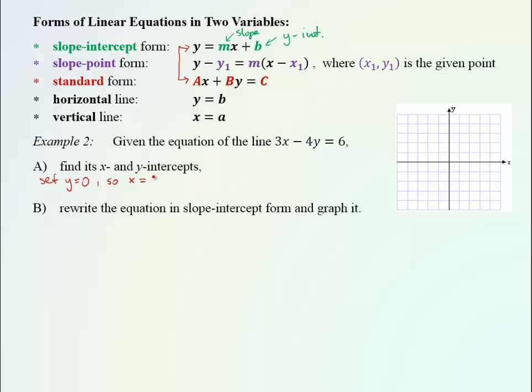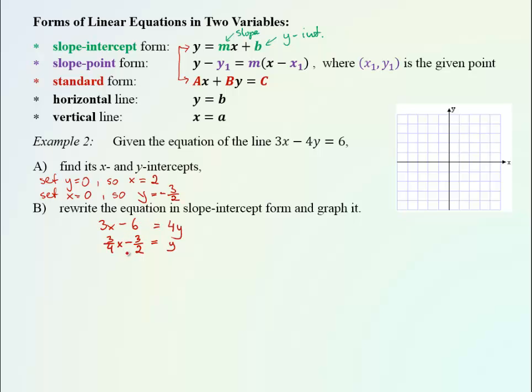So x equals 2. Similarly, to find the y-intercept, we set x to 0 and then find out what y is. If x is 0 in this equation, this term disappears, and when you solve it, it's 6 divided by -4, so it's -3/2. Now we should rewrite the equation in slope-intercept form and graph it. To rewrite this, it's enough to solve for y. We could move the 4y to the right side and 6 to the left side, and then divide by 4. So 3/4 x minus 6 over 4, which is 3 over 2.